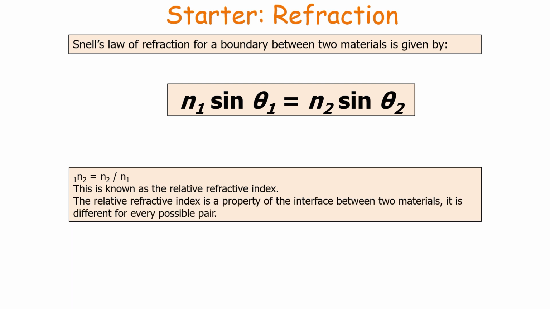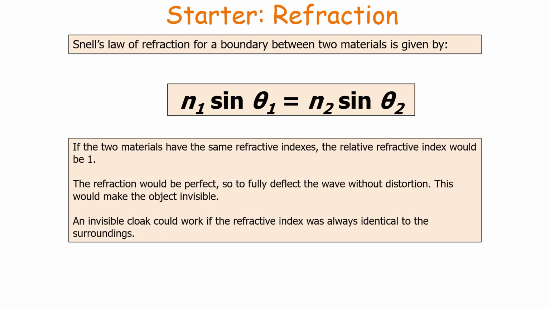Now, the relative refractive index is a property of the interface between the two materials, and it's different for every possible pair of materials. It's interesting to note that if two materials have the same refractive indices, then the relative refractive index between the two of them will be 1. So therefore our refraction will be perfect, so it would fully deflect the wave without distortion. So in theory it would make the object invisible. An invisibility cloak could work if the refractive index was always identical to that of its surroundings.